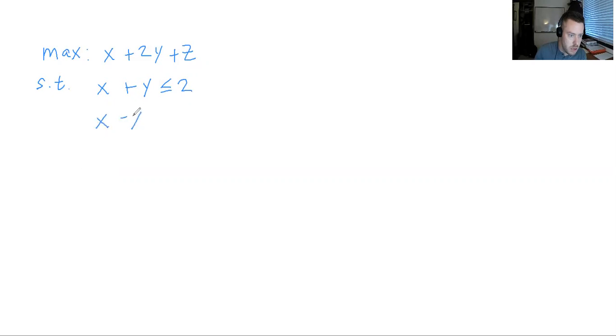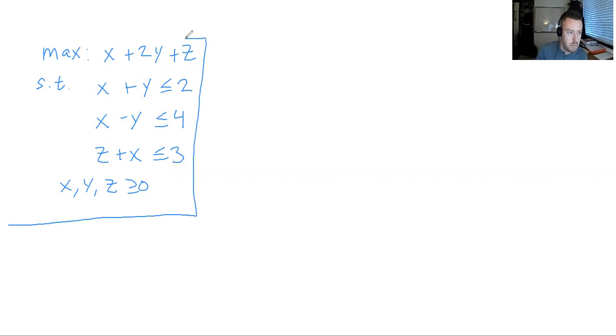Okay, so this is going to be a thing on the simplex method. The one question that I'm given here for the simplex method is we're going to maximize x plus 2y plus z such that x plus y is less than or equal to 2, x minus y is less than or equal to 4, z plus x is less than or equal to 3, where x, y, and z are all greater than or equal to 0, right? So this is sort of our problem that we have.